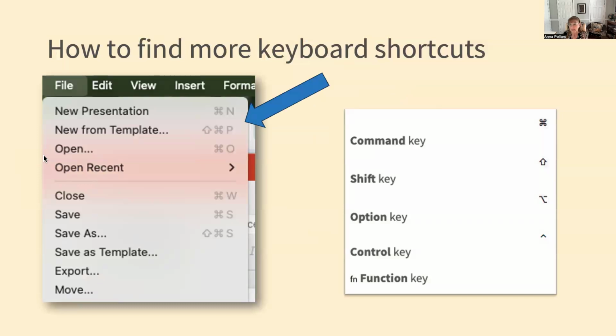And again, on the Mac, you'll also find keyboard shortcuts next to menu items. When you look for shortcuts this way, you'll notice that OS X uses a few different symbols to indicate different keys on your keyboard, including these here.